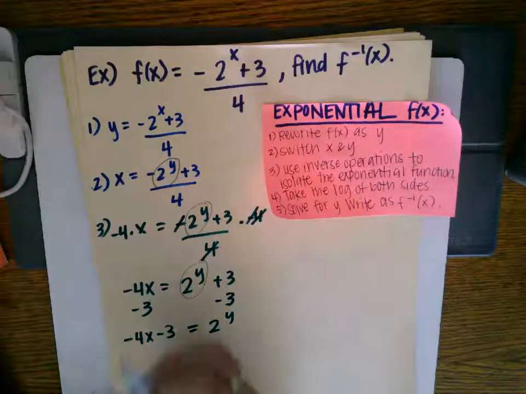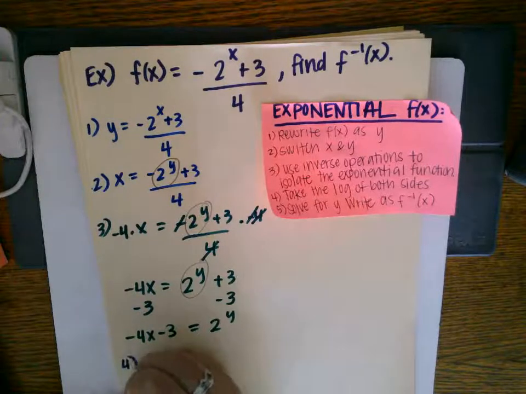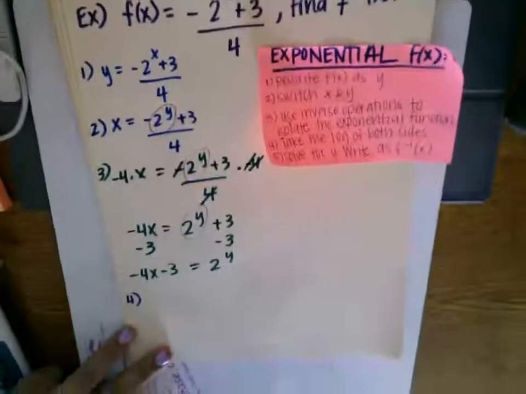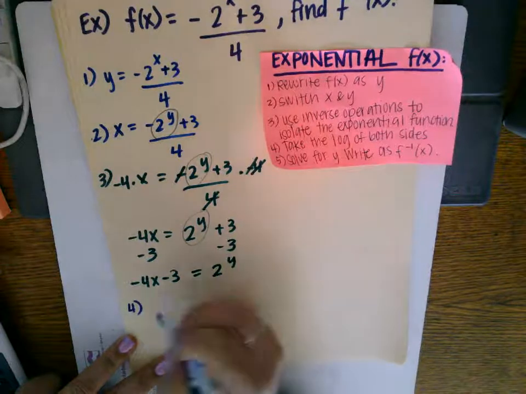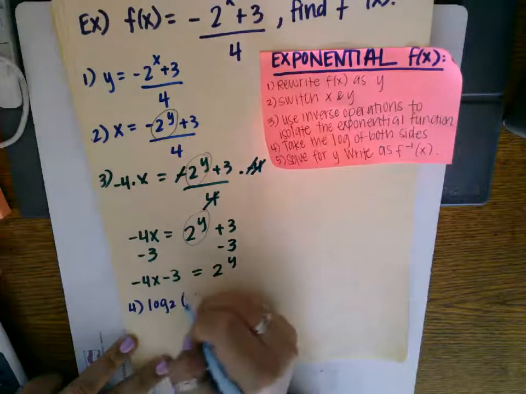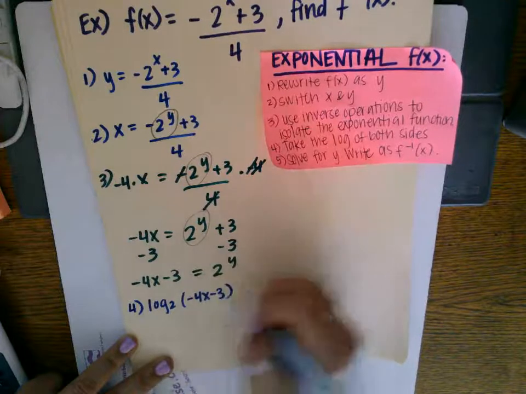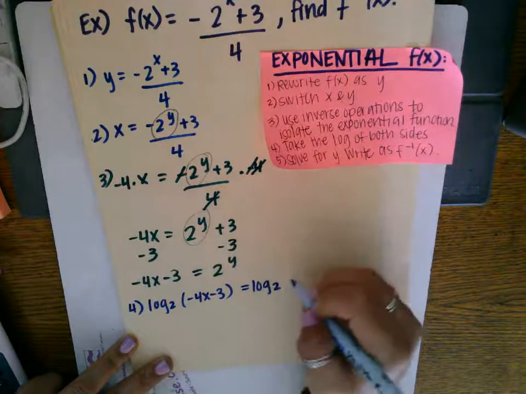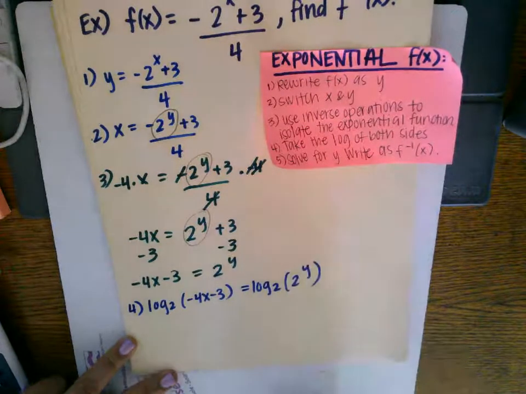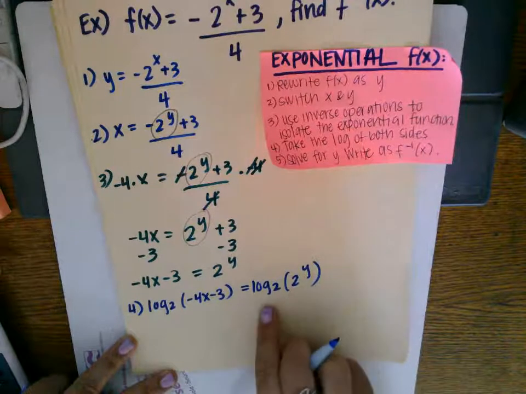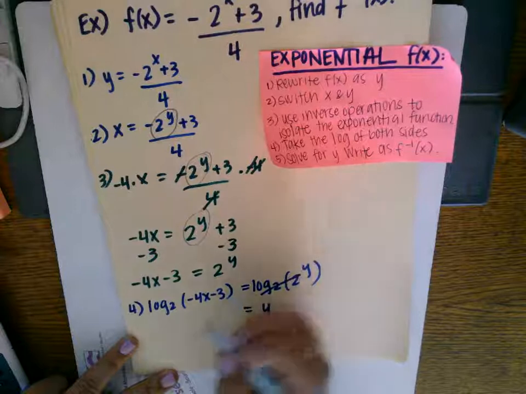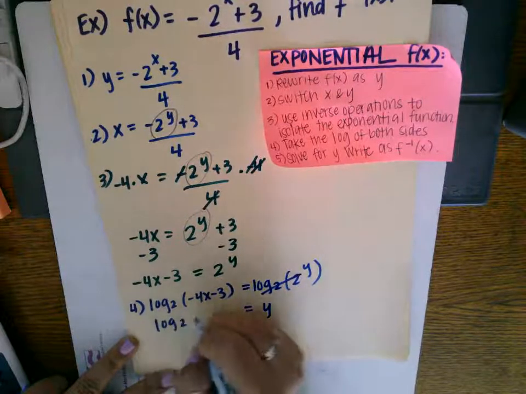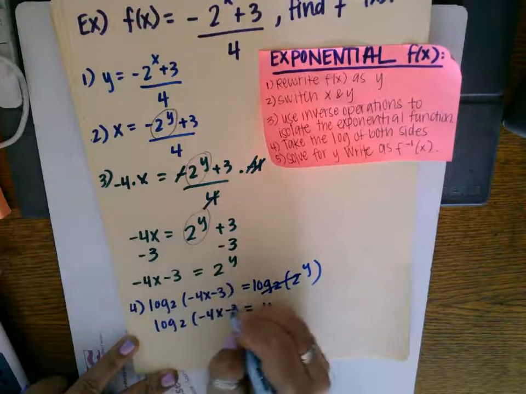Next step is to take the log of both sides. To take the log of both sides, it's not just any log, it's got to be a log with the same base. So we're going to take log base 2 of -4x minus 3 is equal to log base 2 of 2 to the y. Since logs and exponentials undo each other, they are inverses, we are left with y is equal to log base 2 of -4x minus 3.